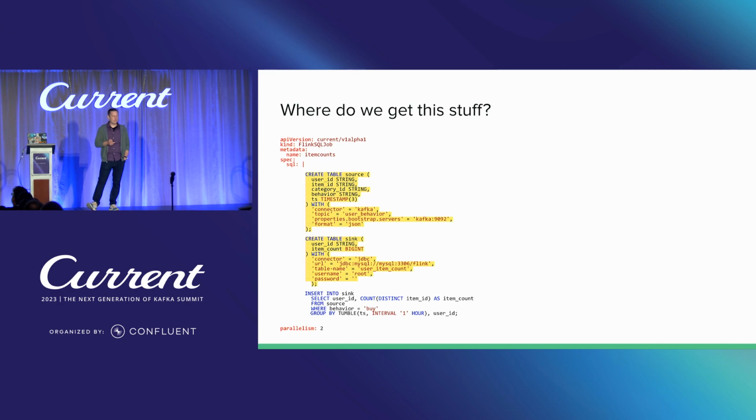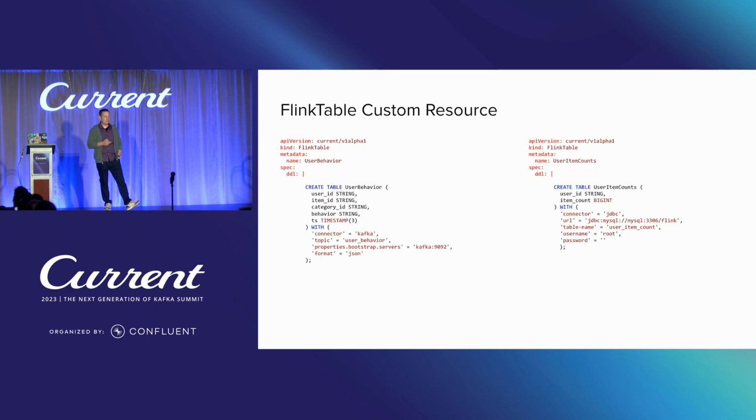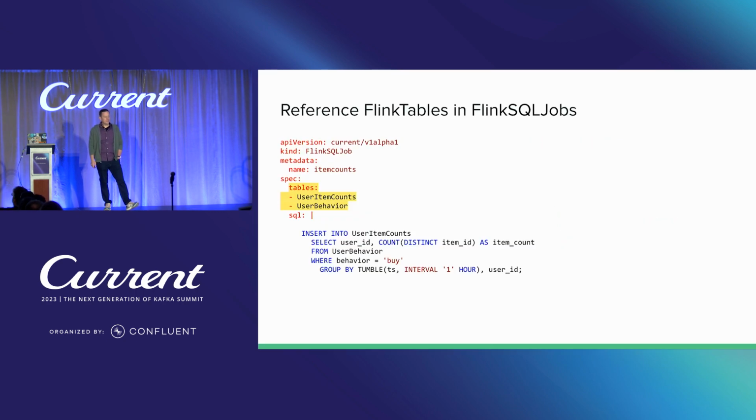This DDL, the data definition language. So the next idea is to add, of course, table YAML. Let's create a Flink table CRD, custom resource definition, and make our operator a little bit smarter. So the idea behind a Flink table custom resource is you put that DDL in one place, you give it a name, you stick it in the Kubernetes API, and then you just reference that whenever you need it, right? So now our Flink SQL job YAML has references to tables instead of the DDL that actually implements those tables, right? So now our SQL just becomes the insert into, and then it references tables.